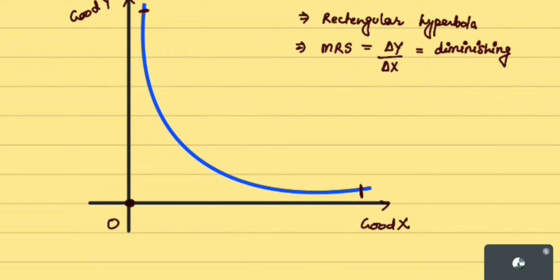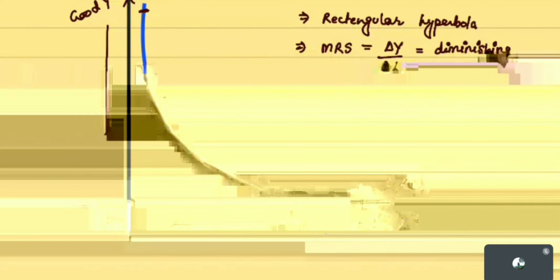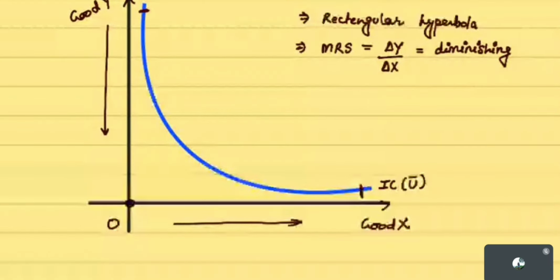That means as you increase the consumption of good x, as you move in this way, you have to decrease the consumption of good y because you have to keep the level of utility constant. Because along the indifference curve your level of utility remains constant. But as we know, based on the law of diminishing marginal utility, as you increase the consumption of a particular good, the marginal satisfaction, the marginal utility you get from additional consumption, keeps decreasing with the additional consumption.